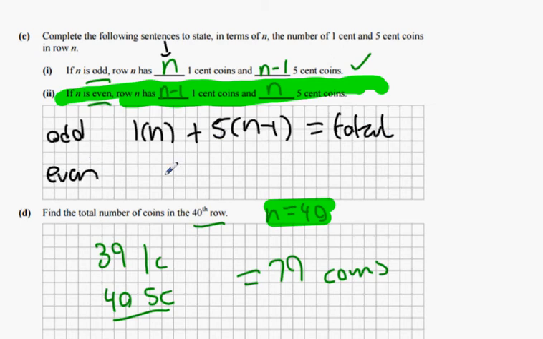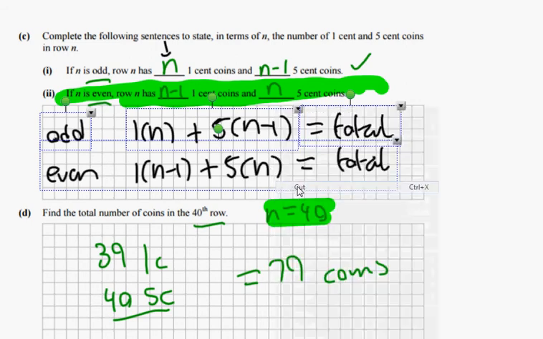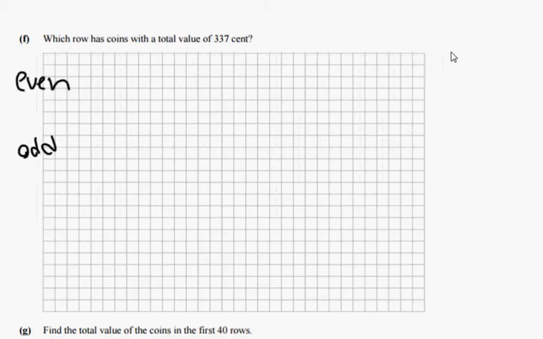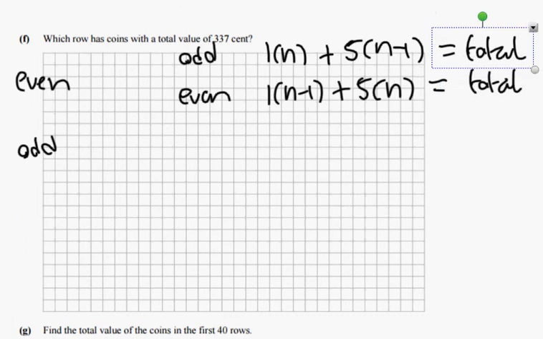Total value if it's even is going to be 1 multiplied by n minus 1 plus 5 times n equals the total. I have to use both of these formulas because I don't know which one it is. I have to go in pretending I don't know which one it's going to turn out to be. So that's my two formulas I'm going to use. I'll start with even here, even though I know it's odd already.